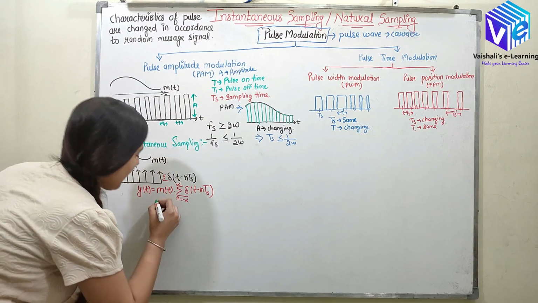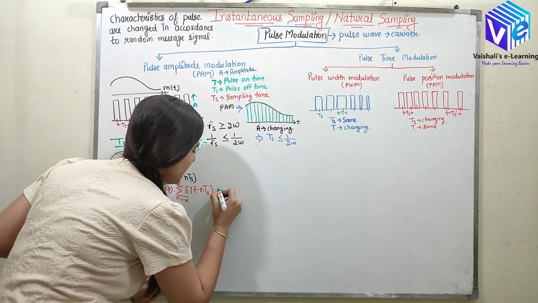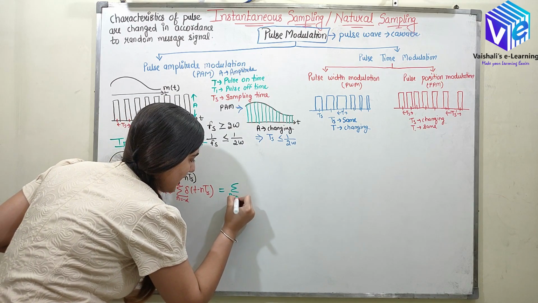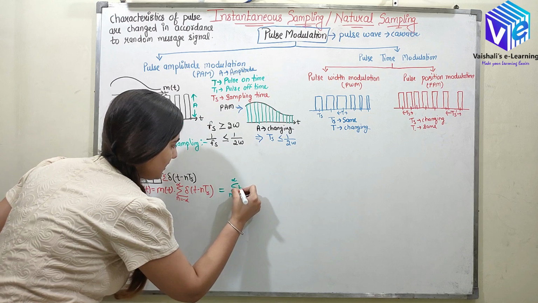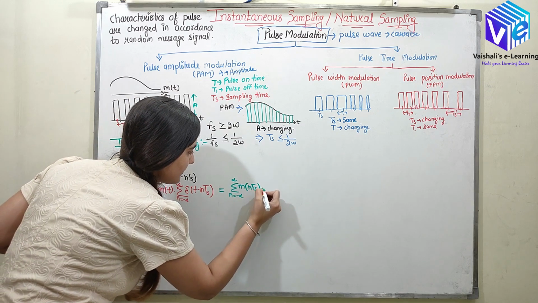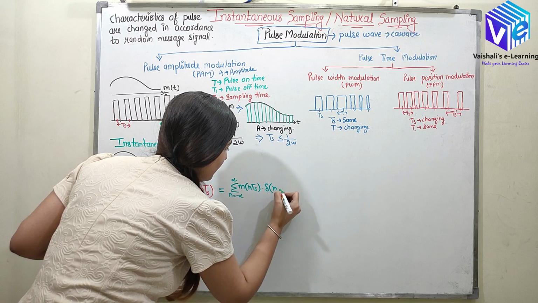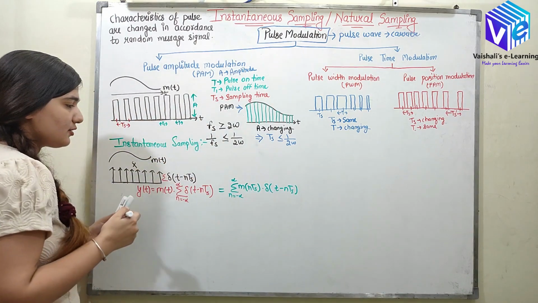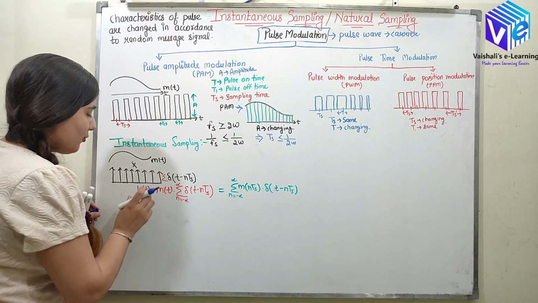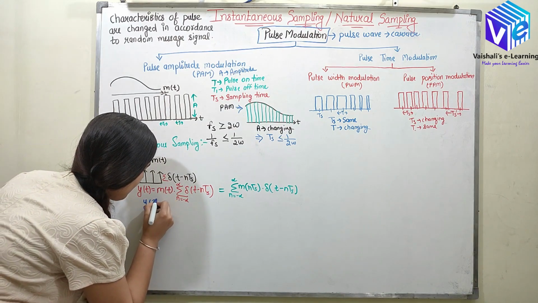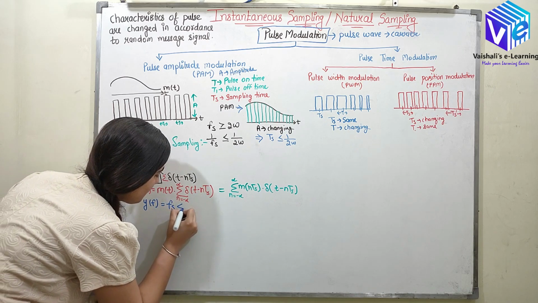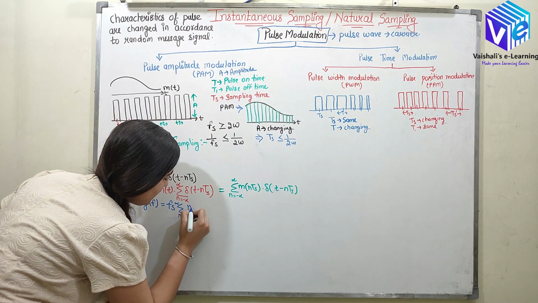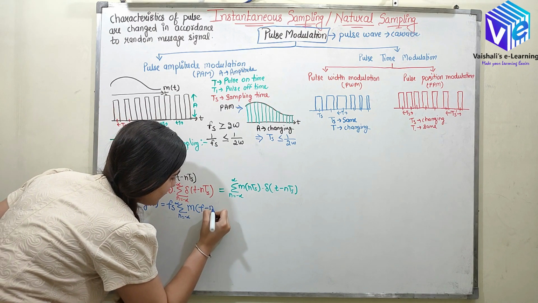So here what would happen if I take this m(t) inside this summation? Here y(t) would be equal to summation n equal to minus infinity to infinity m of nTs multiplied with delta of t minus nTs. So now this is my y of t. Now if I denote y of f, it would be equal to Fs summation n equal to minus infinity to infinity M of f minus nFs.